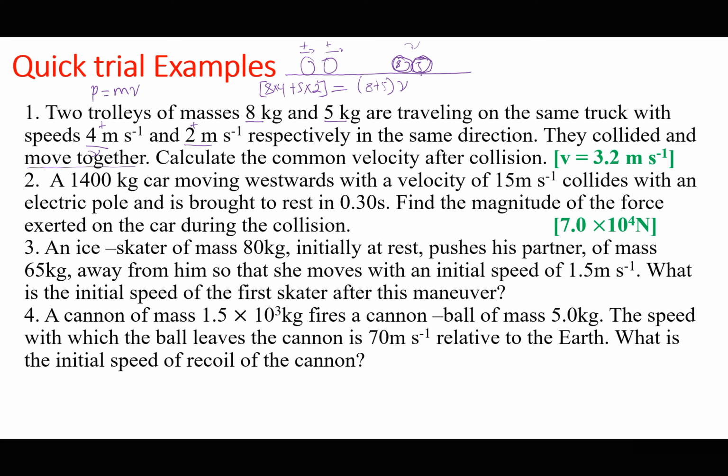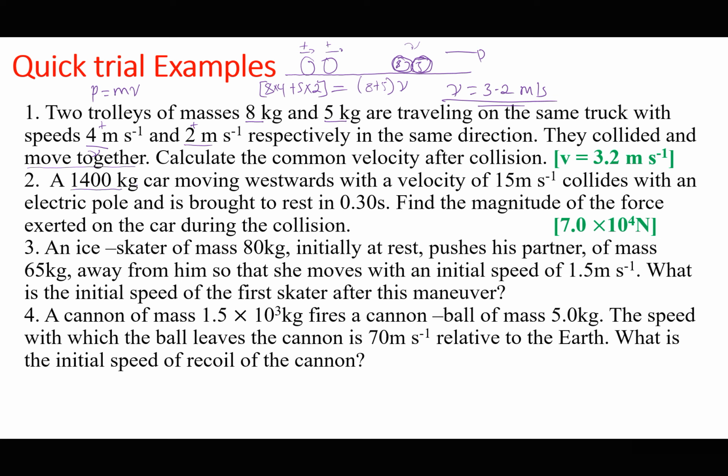So 8 times 4 plus 10, divided by 8 plus 5. This gives me v as 3.2 meters per second. And since v is positive, it must be to the right-hand side. Because I've said velocities to the right are positive, if v was negative, it would be to the left-hand side.